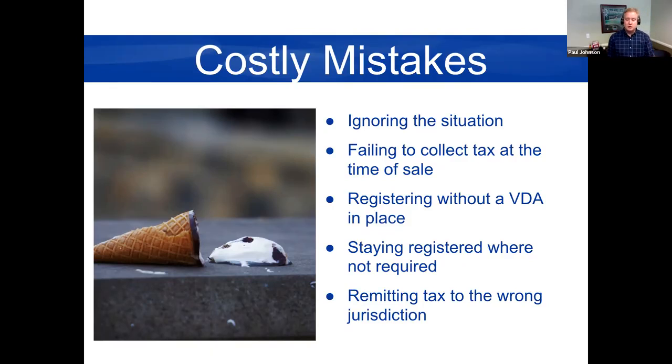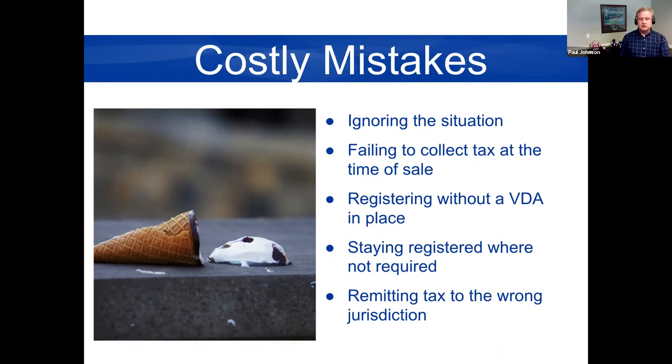Staying registered where you're not required. Obviously, there's cost of compliance. There's cost to be registered, license fees, return filing fees, so on and so forth. So where we can help mitigate that and reduce your filing footprint by deregistering because you no longer have Nexus, definitely that's a costly mistake.